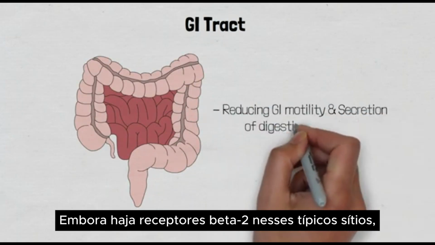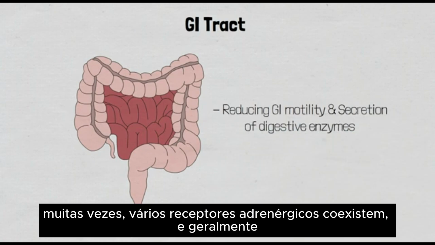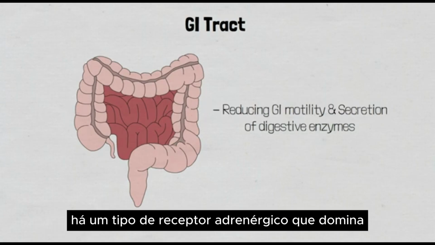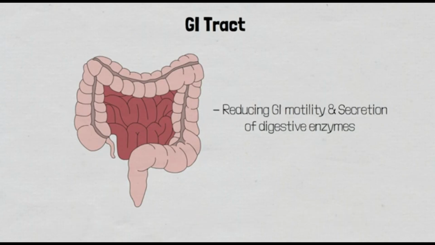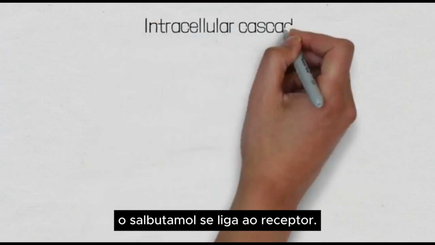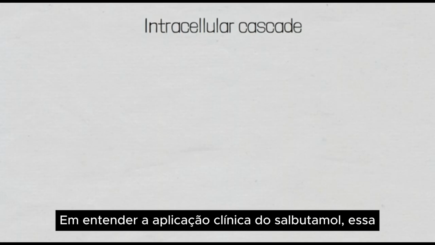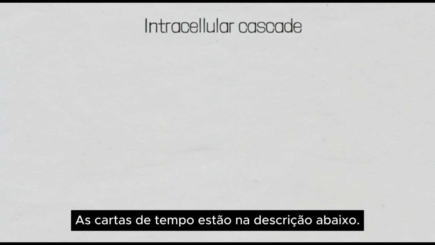Although there are beta-2 receptors present in these different tissues, often several adrenergic receptors coexist, and there is usually one type of adrenergic receptor that dominates and is responsible for the tissue's adrenergic response. Now let's look at the intracellular cascade that takes place when salbutamol binds to its receptor. In understanding the clinical application of salbutamol, this part really isn't important, so feel free to skip ahead. Timestamps are in the description below.